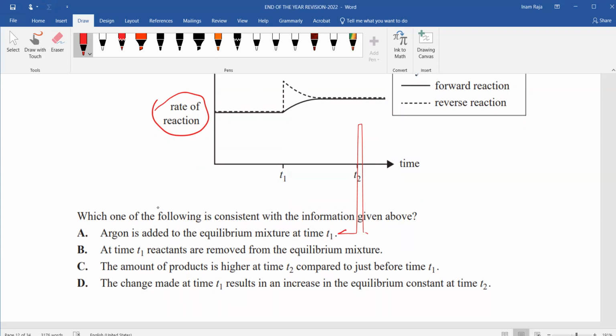At time 1, reactants are removed. Remember, if the reactants are removed, the number of particles decreases, and fewer particles means the frequency of collision also decreases, so the number of collisions per second decreases, and the forward reaction should decrease. Here the forward reaction is increasing. It doesn't matter how slowly, but it's increasing. So if the reactant or products are removed, there is a decrease in concentration, which leads to a decrease in collision frequency, which leads to slowing down the reaction of that side. Rate of reaction slows down if you remove the reactant or product.